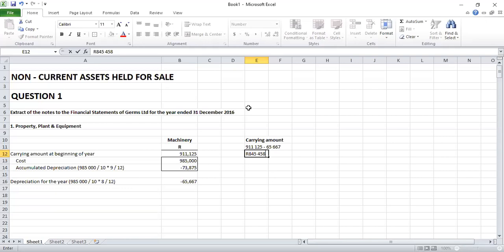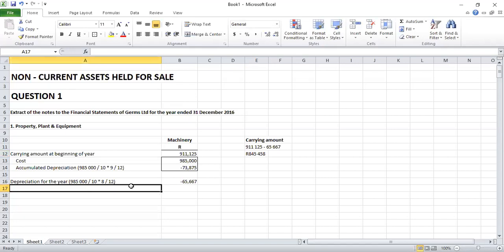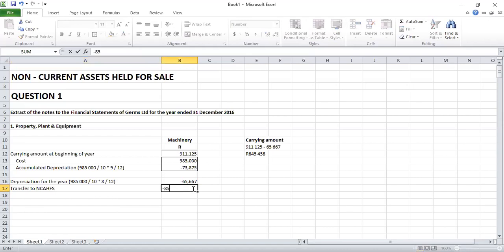Right. Remember that there is impairment if the carrying amount is greater than the what? Recoverable amount. So we're going to see if there is impairment there. First of all, we'll transfer the asset to non-current assets held for sale. This abbreviation is allowed even in your Excel. That means 845,458 at the carrying amount.